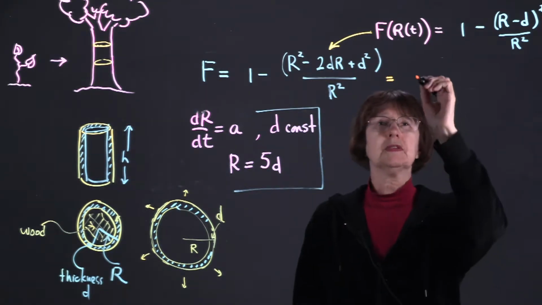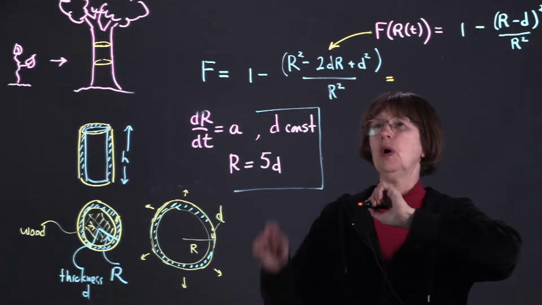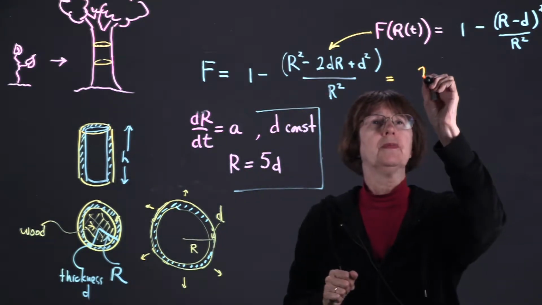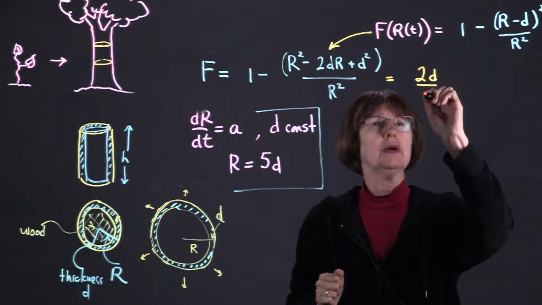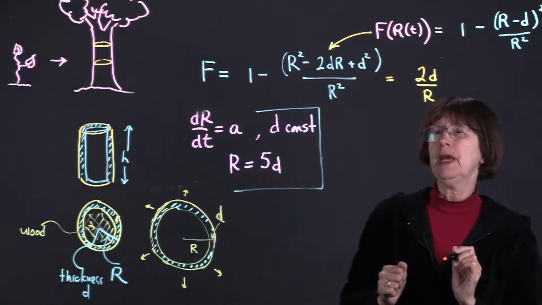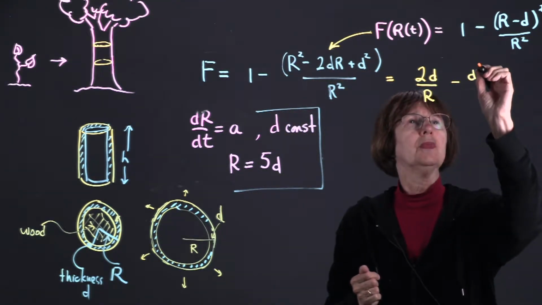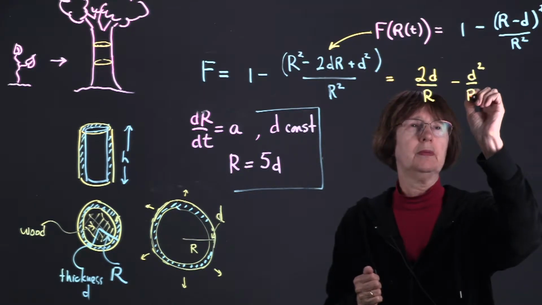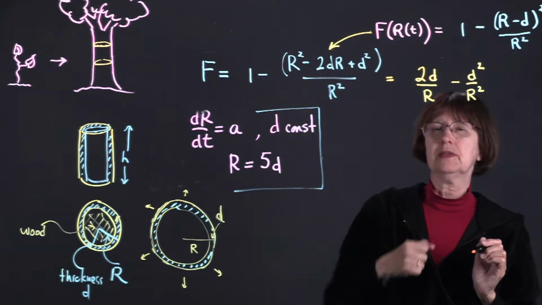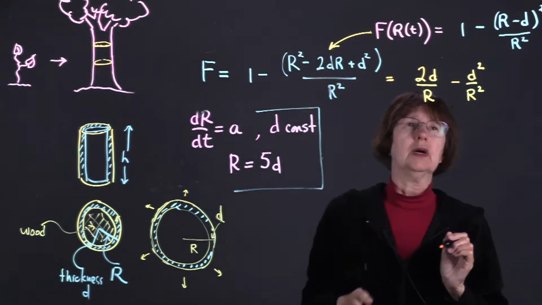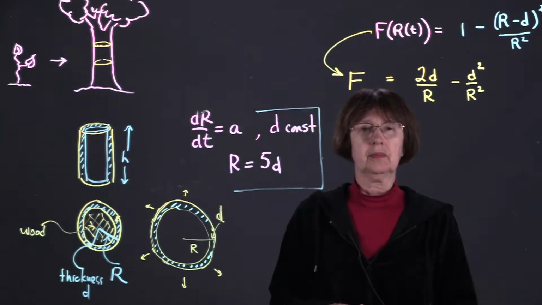So in fact, this can be rewritten as 1 minus, the leading term of this will be 1, the next term will be 2d over r, so there'll be a single r remaining in the denominator, and finally the last term will be minus d squared over r squared. So what have we done here? We've subtracted away the two terms that cancel each other, and we've been left with two terms alone, and now we're ready to take the derivative.